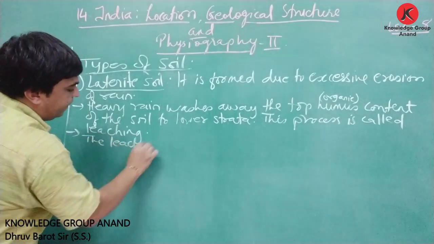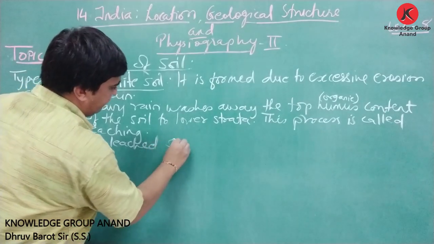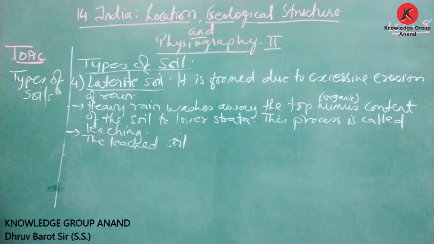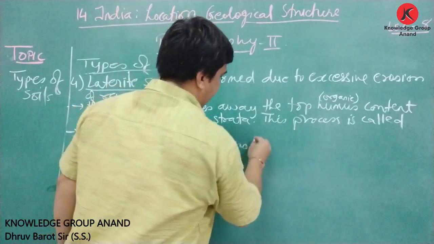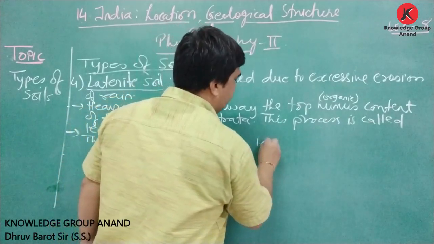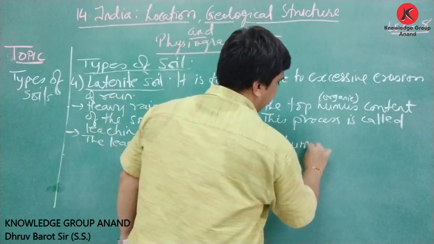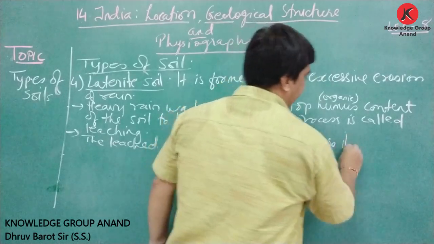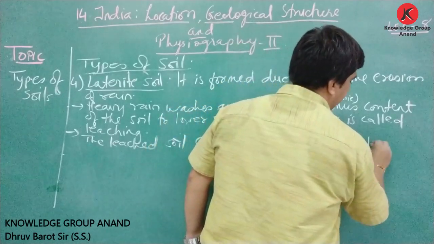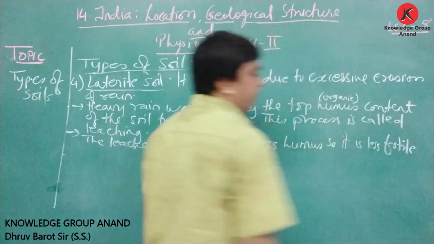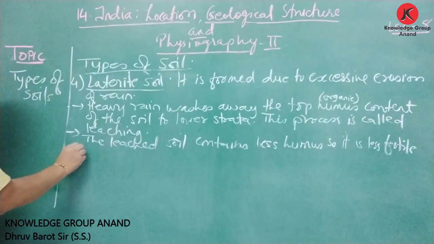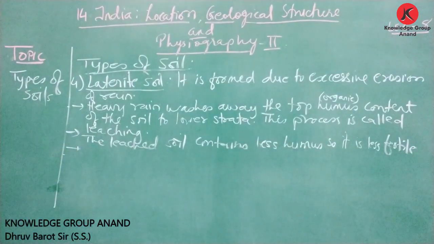The leached soil contains less humus, so it is less fertile. As it is having less humus, so it is also having less fertility.